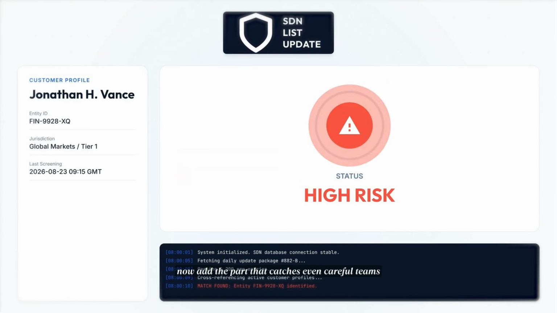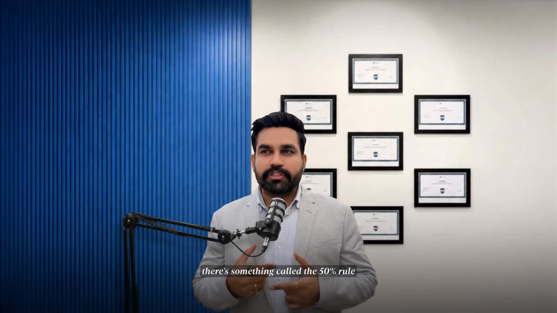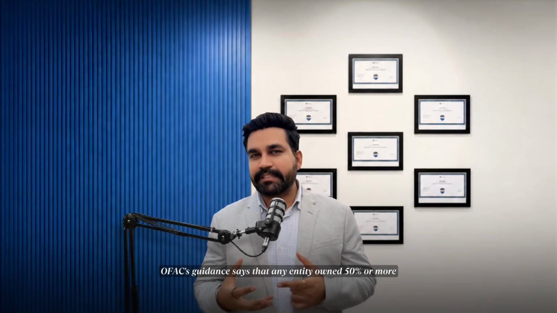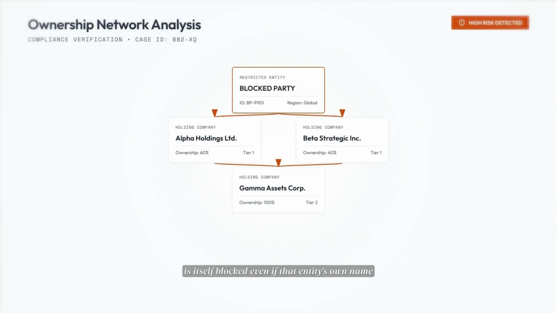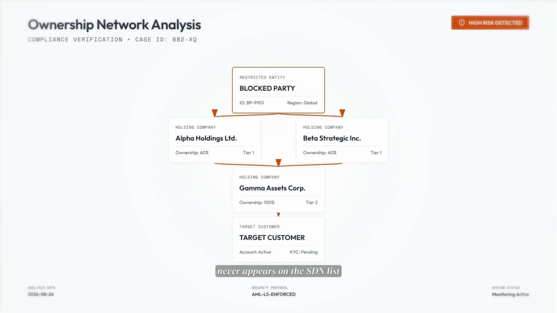Now add the part that catches even careful teams. Ownership moves too. There's something called the 50% rule. OFAC's guidance says that any entity owned 50% or more, directly or indirectly, by one or more blocked parties is itself blocked, even if that entity's own name never appears on the SDN list.